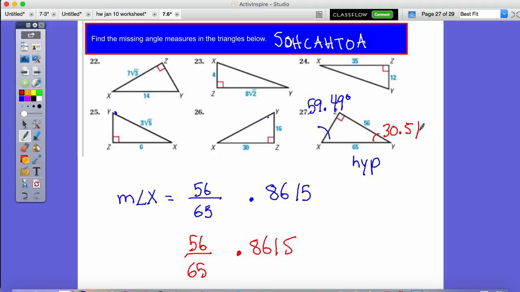So I hope going through these has helped you better understand how to find missing angle measures using sine ratio, cosine ratio, or tangent ratio, and seeing that how you set up the ratio and whether you use sine, cosine, or tangent depends upon what leg measurements and what hypotenuse measurements you're given in the problem.